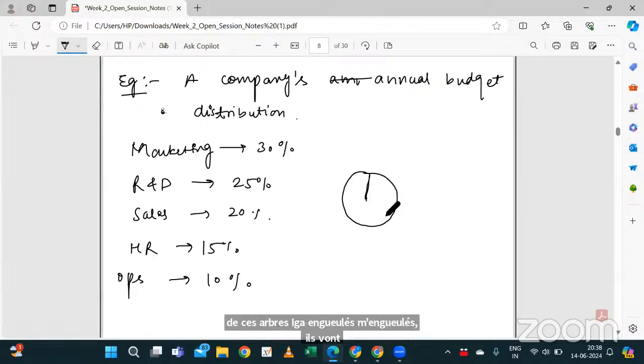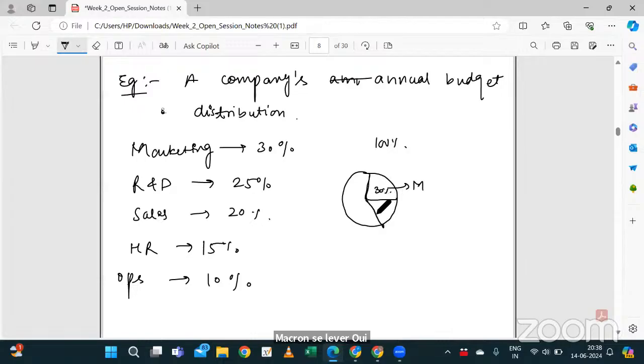So suppose this whole circle is 100%. Out of this 100%, you want to compare, what is this distribution, or annual budget distribution, for marketing? So it's 30%. This will be for marketing, and 25% for R&D. Suppose this is R&D, so it's 20%, right? Sorry, 25%. Then similarly 20%.